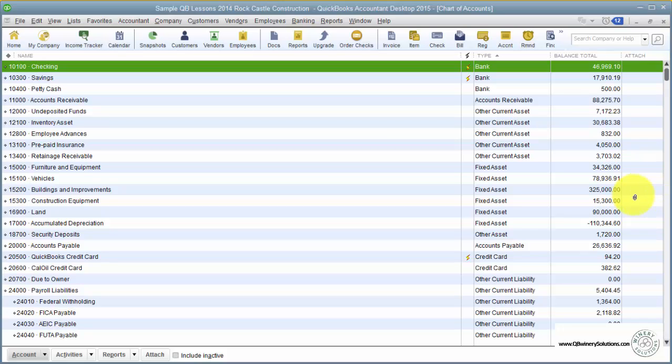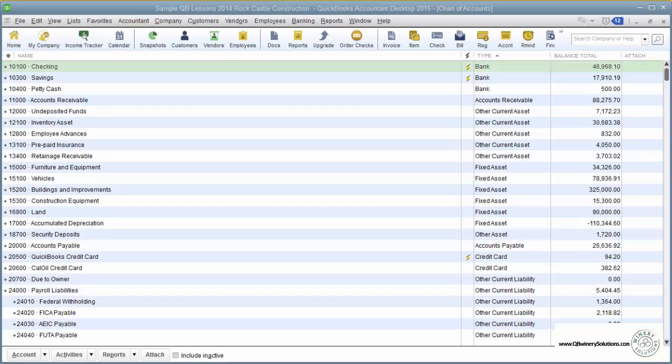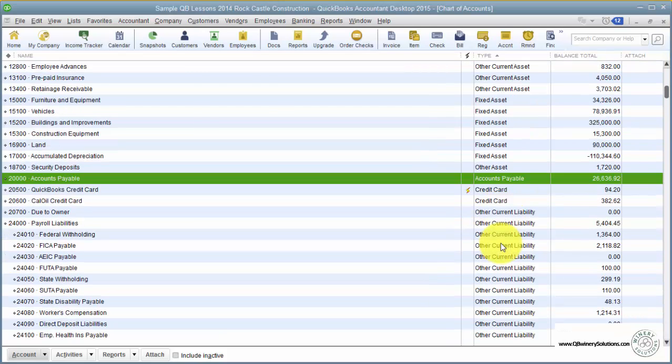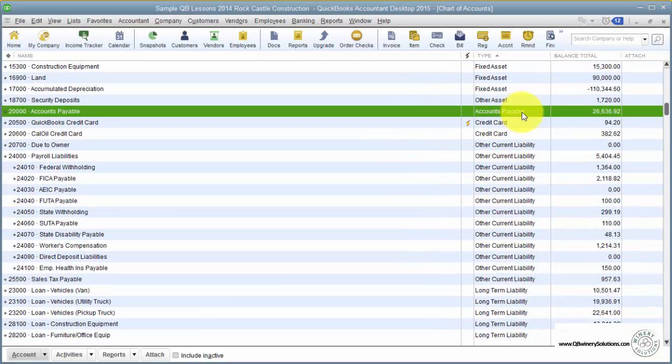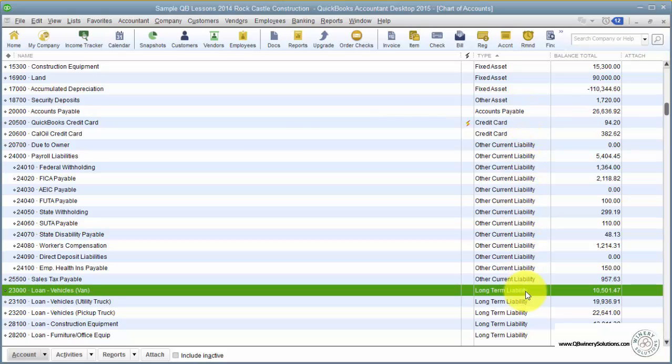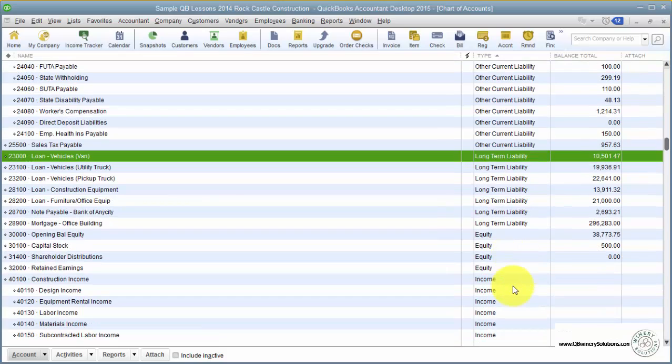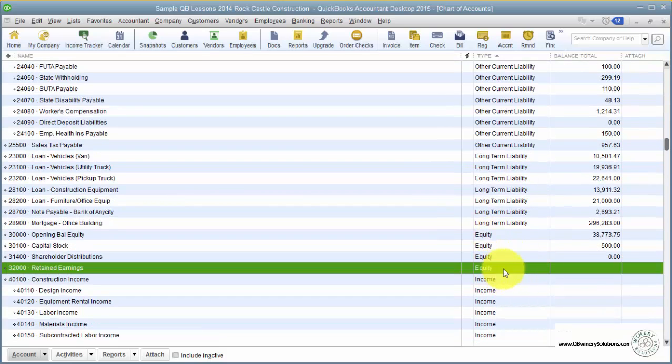And at the top, we have our asset accounts. This will be your bank accounts, accounts receivable, other current assets, and fixed assets. Next in the group are your liability accounts. And these are things that you owe. This would be your accounts payable, credit cards, other current liabilities, long-term liabilities like your loans, and your equity accounts.